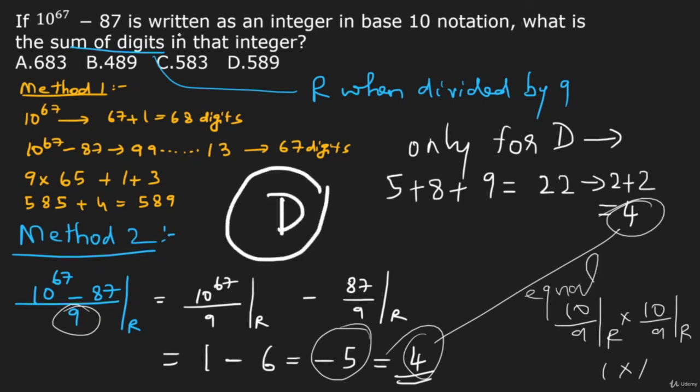Now let's see for the other options also quickly. 6 plus 8 plus 3, that's 17, which is 1 plus 7, which is 8, which is not equal to 4. What about 4, 8, 9? 4 plus 8 is 12, 12 plus 9 is 21, 2 plus 1 is 3, that's not equal to 4. Similarly for 5, 8, 3, you can do 5 plus 8 plus 3, which is 16, and 1 plus 6 is equal to 7, that's also not equal to 4. Only for 589, you get the digit sum is equal to 4 when you keep doing it till a single digit, and that's what we got over here when you divided this number by 9 and found the remainder.